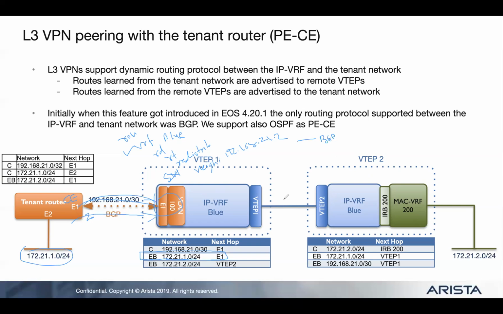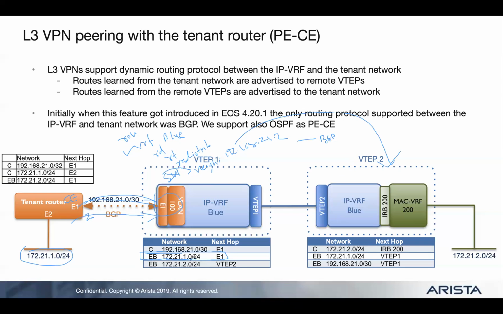172.21.1.0. So you have installed it. Now this is a BGP route you received into this VRF, and eBGP to eBGP route is advertised, so we don't have to do anything. As soon as you learn this route, you create a type 5 route of it and advertise it to the other VTEP.